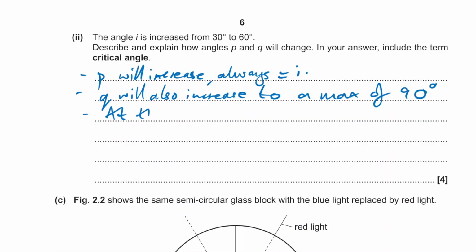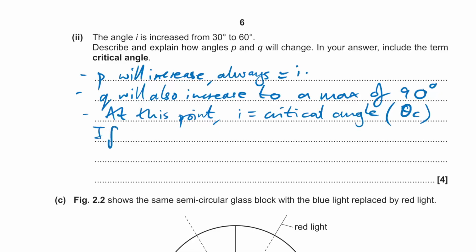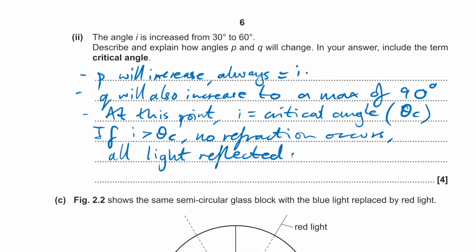At this point, I is equal to the critical angle. Let's call that theta C, why not? If I is greater than theta C, no refraction occurs, all light is reflected. And this, of course, is total internal reflection.